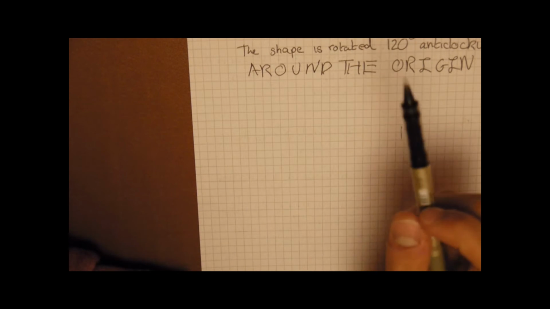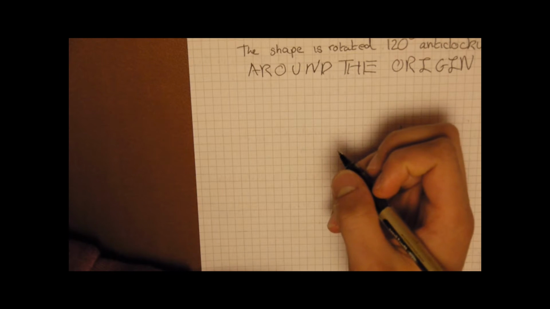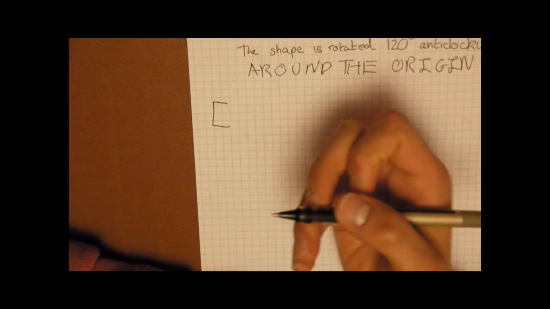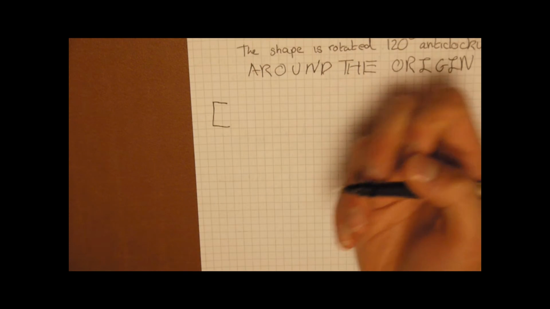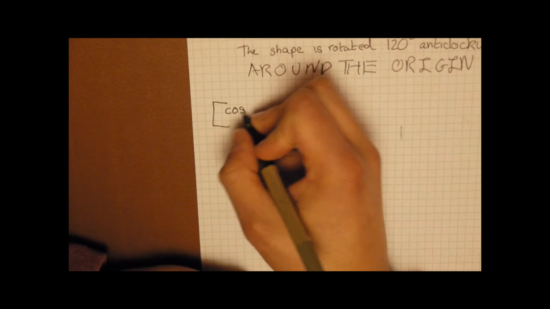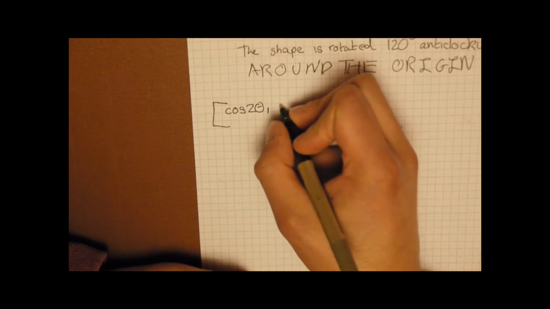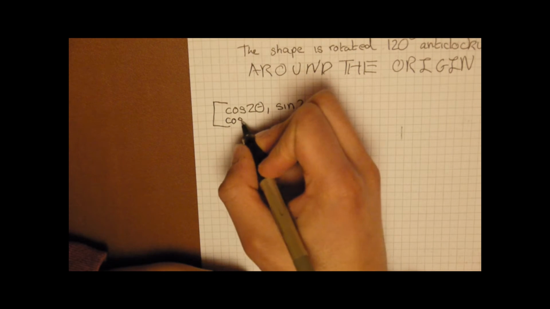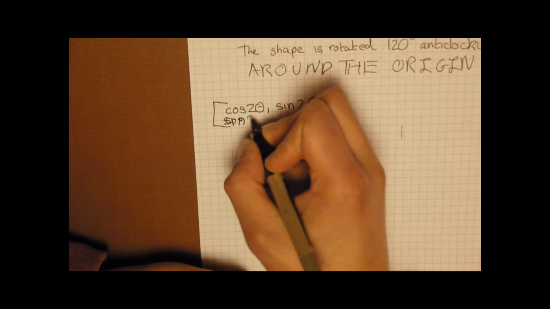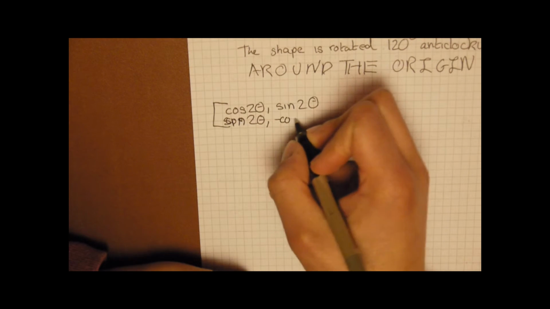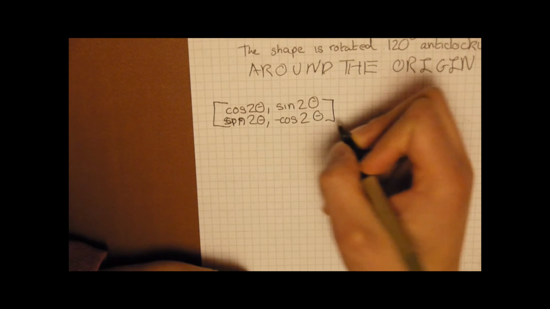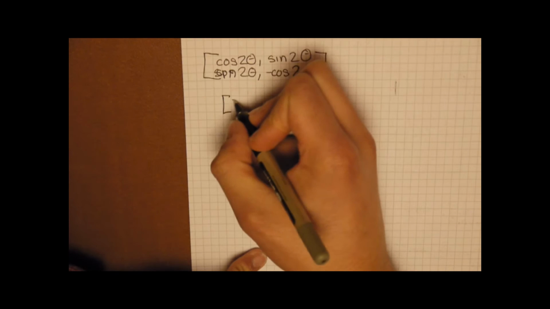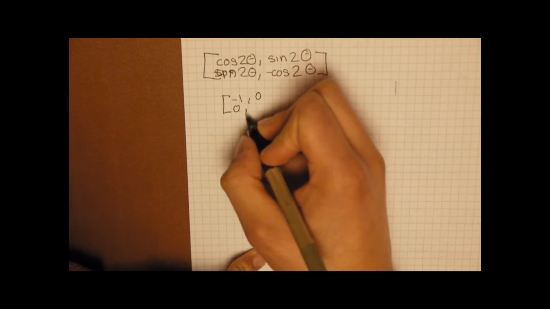Now, I'm going to take the first example that we've got. The formula, or should I say the matrix, is given in the formula booklet, so you don't need to learn it, but it's probably a good idea to make sure you do know it. Cos 2 theta, sine 2 theta, sine 2 theta, minus cos 2 theta. Now, the matrix we're going to use to solve is minus 1, 0, 0, 1.